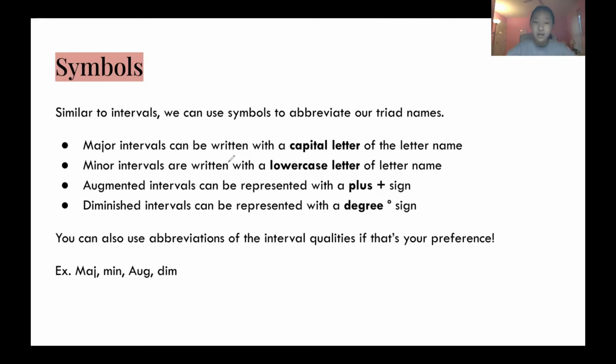So for scales, you would write these on the bottom. And for augmented and diminished, you can also use a degree sign or a plus sign instead. So for example, if you wanted to write D major, we would write it like a capital D. D minor would be all lowercase.